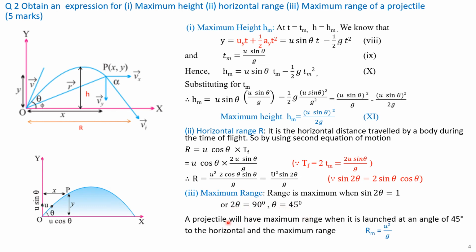A projectile will have maximum range when it is launched at an angle of 45 degrees to the horizontal, and maximum range Rm is given by the relation Rm is equal to u square by g. Hence, we have derived it.